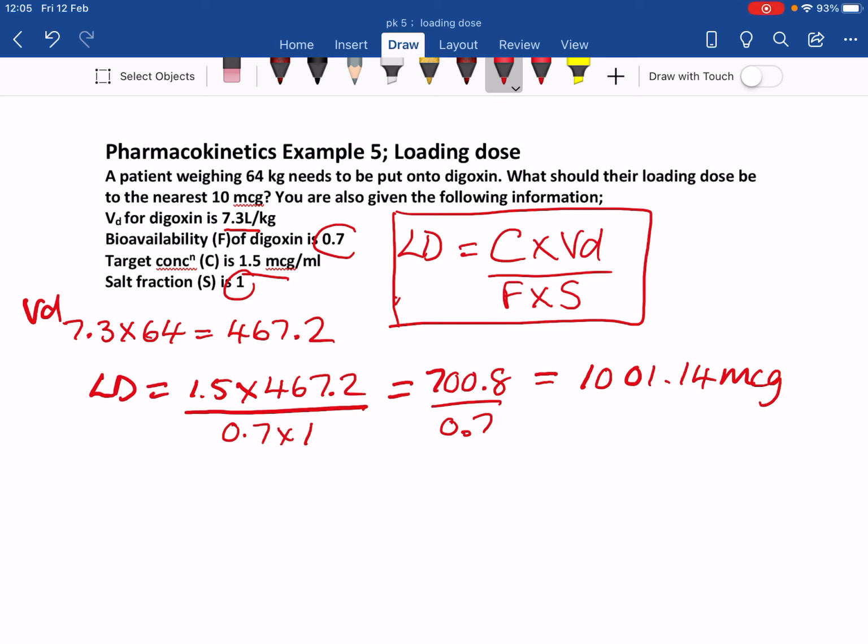Another important lesson here, read how the question wants you to express the answer. It wants it to the nearest 10 micrograms. So to the nearest 10 micrograms, that gives us an answer of 1000 micrograms.